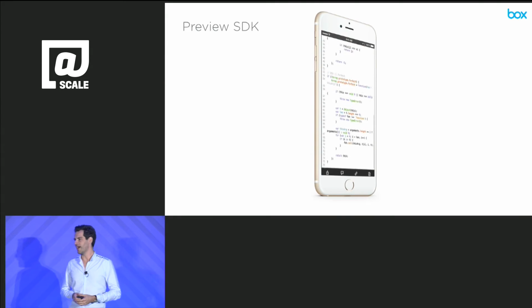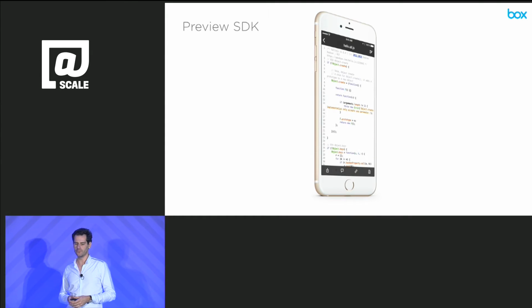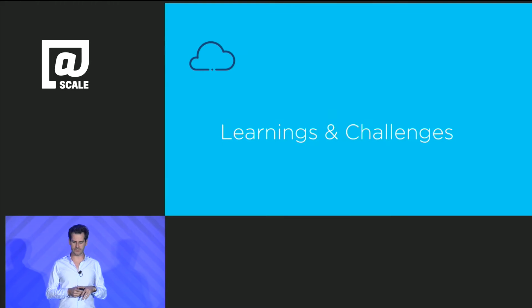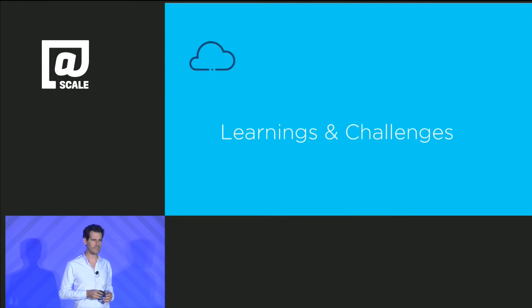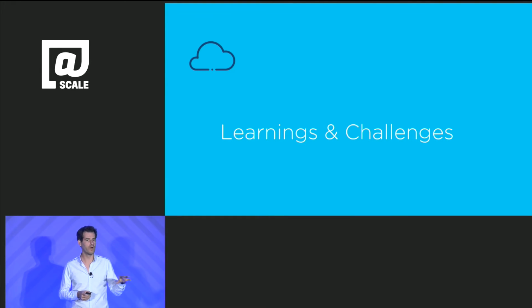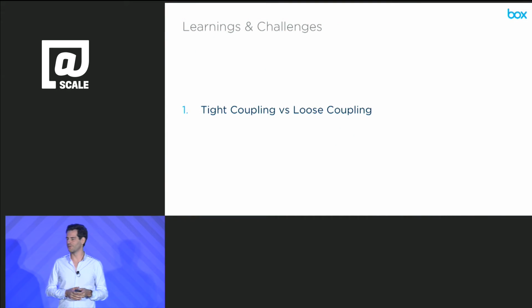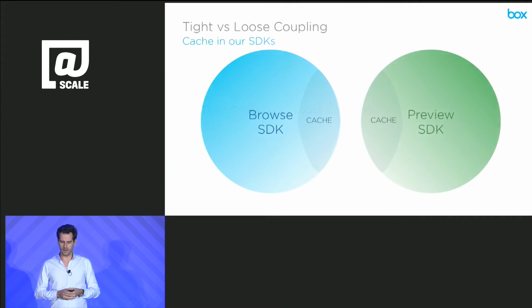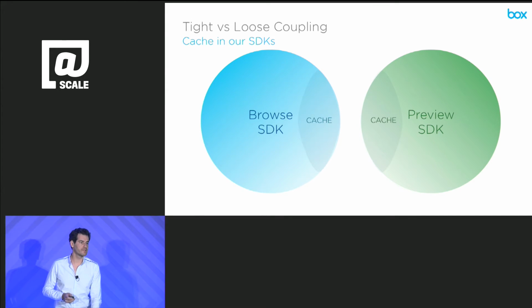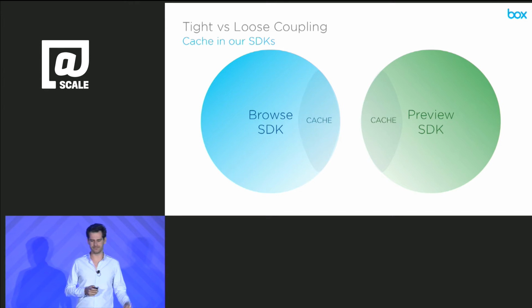So now, I'd like to share with you a few learnings and challenges that we had along the way. And I'll try to illustrate those with some very simple examples. So the first one is about coupling. As I mentioned earlier, we've built different SDKs, including a browse and a preview SDK. I'd like to talk a little bit more about those and the way they cache their information.